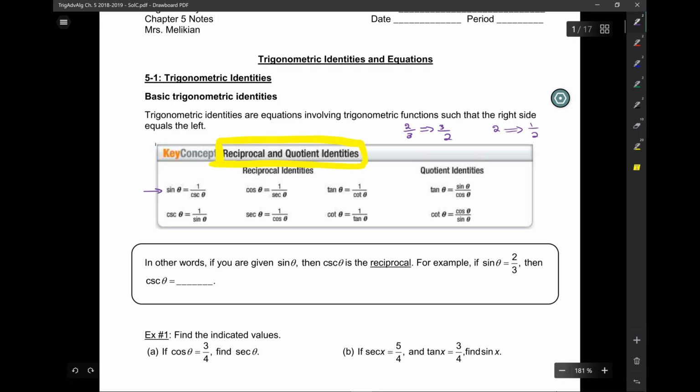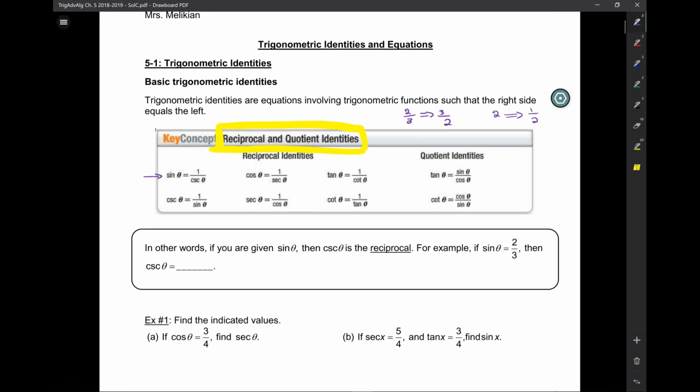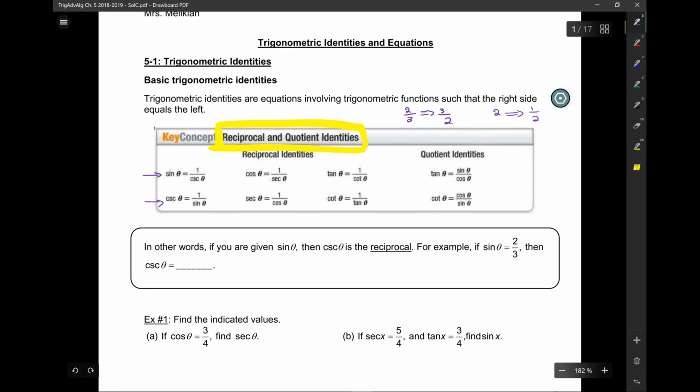Because sine of theta, we know, is 1 over cosecant of theta, right? And the same way, cosecant of theta is 1 over the sine. And so we know that cosine and secant have the same relationship. Cosine is 1 over secant. And we know that cotangent and tangent have that same relationship, right? Cotangent is 1 over the tangent. So none of this is actually new to you. And so those are the reciprocal identities.